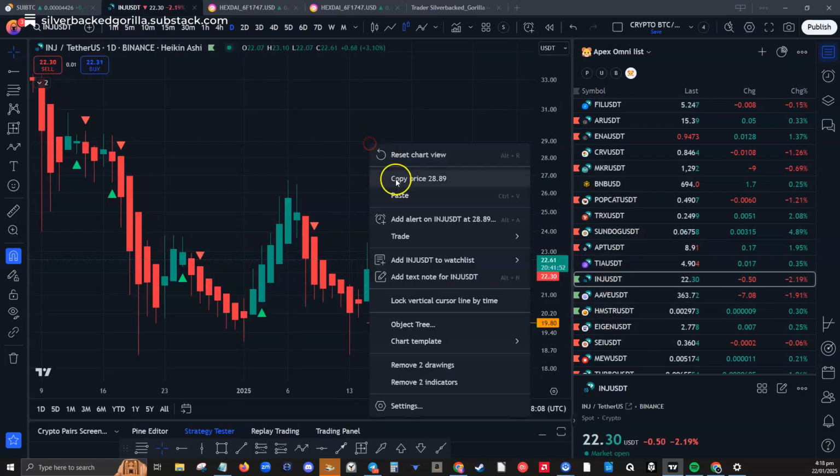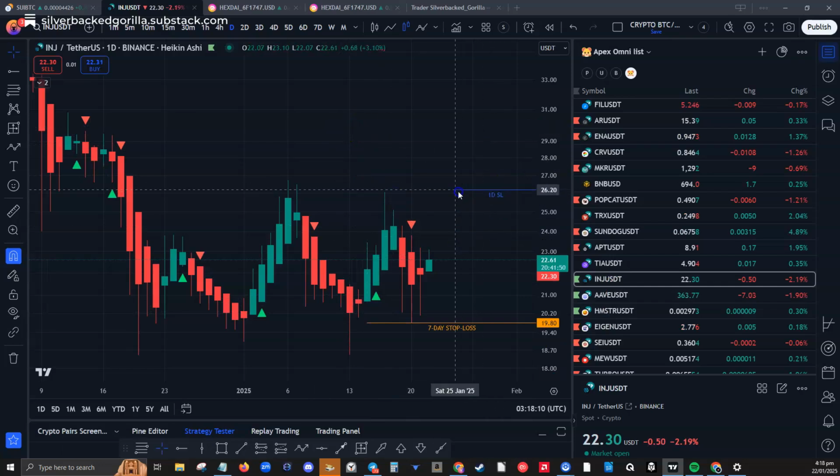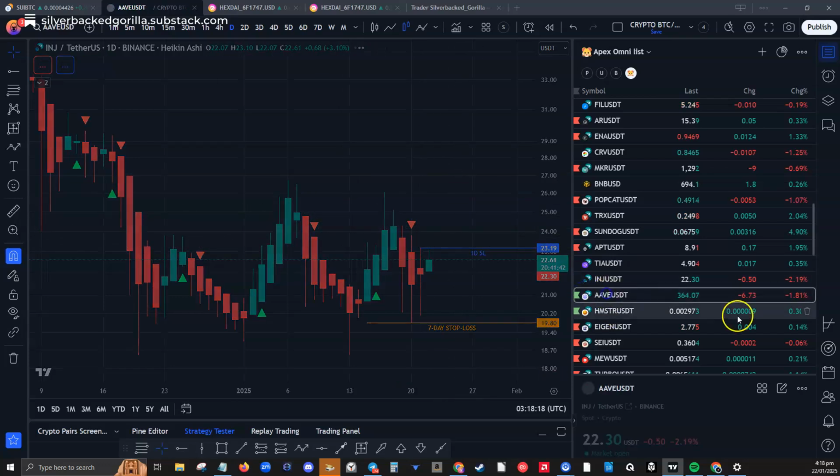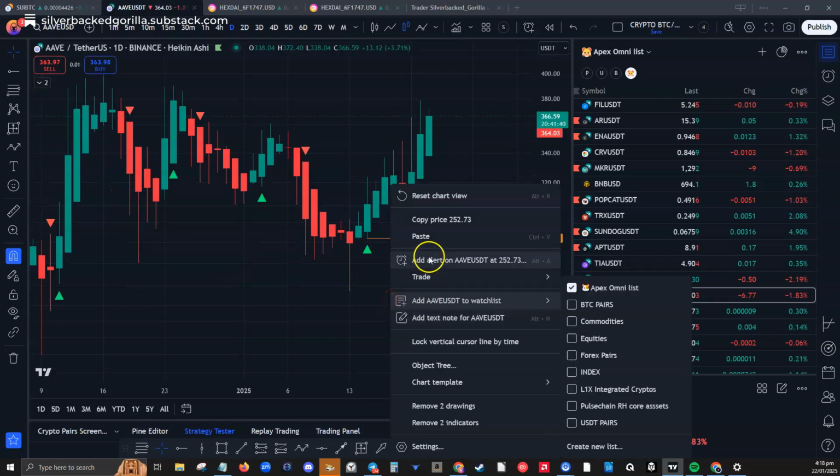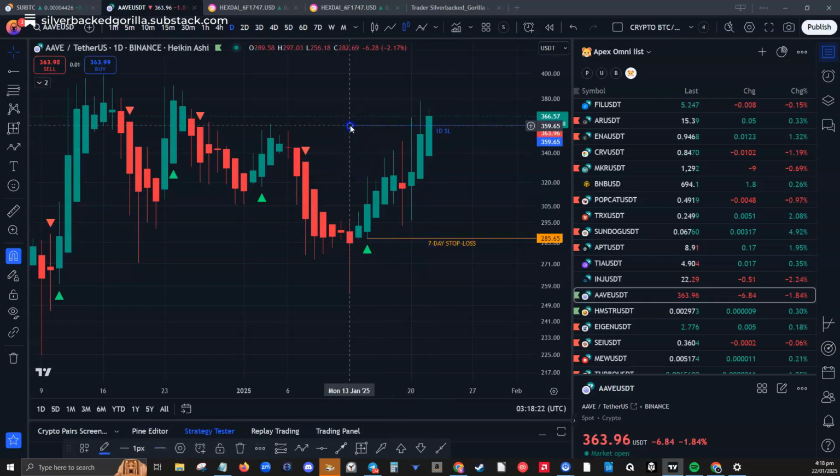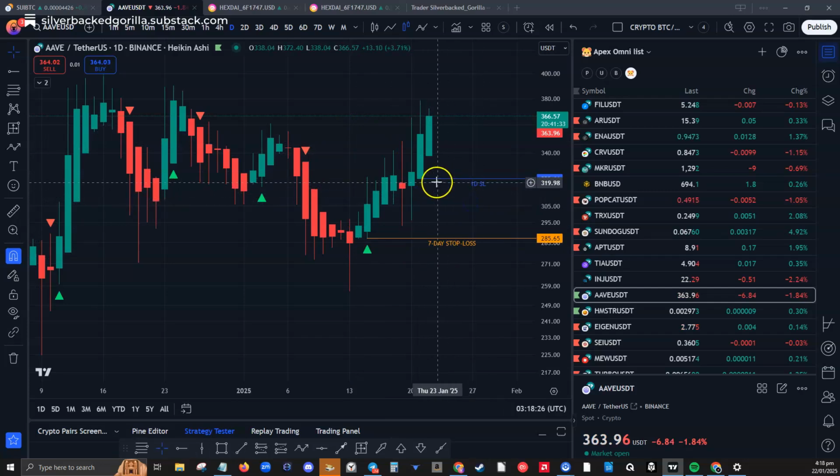Injective. Okay, so just to round this off and finish off quickly. It's bullish on the weekly, bearish on the daily. So for that reason alone, I wouldn't touch it. Aave is bullish on the weekly, bullish on the daily as well.